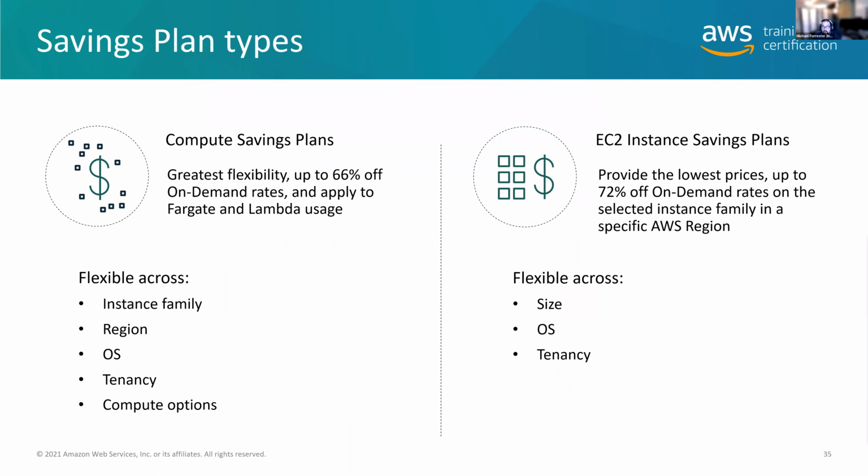Now, if you need even more flexibility, you can actually use what's called a compute savings plan. They don't care where you're running, what OS, tenancy, compute options. They don't care about any of that. They will give you a discount on any compute that you run, including Fargate and Lambda, right? So whether it's EC2, ECS, EKS, Fargate, whether it's Lambda, they don't care. They will give you up to a 66% discount on the money that you invest in them.